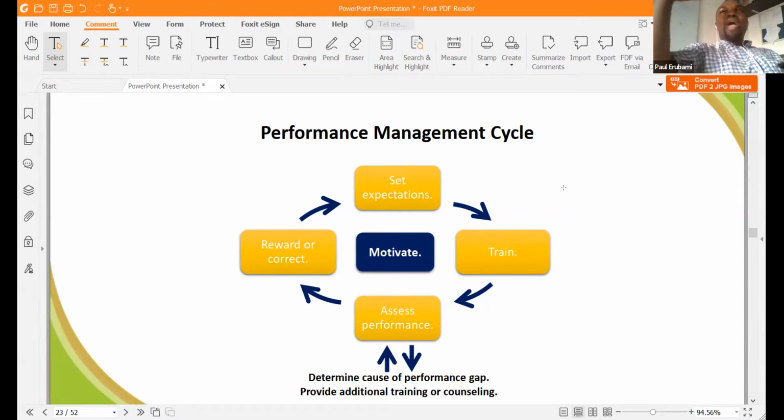So basically, you are expected to set expectations on an ongoing basis in such a way that if you set an expectation at this level and I'm able to meet this level, you should be able to scale up the expectation. It doesn't make sense to set the same expectation. In the long run, it's going to lead to what we call redundancy. If I do the same thing year in, year out, I will be bored. So for you to keep your employee motivated, you review your expectation, you set new expectation, you train them in line with the new expectation, you assess their performance, you reward or you correct.